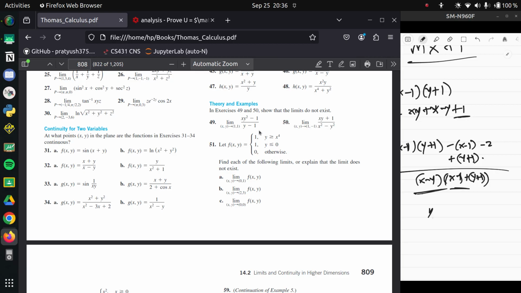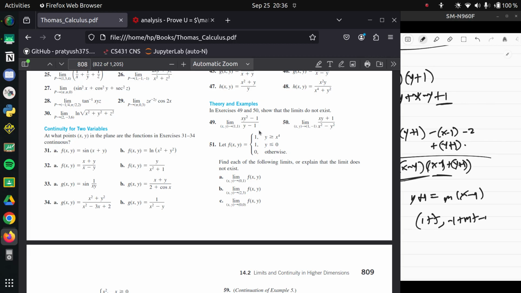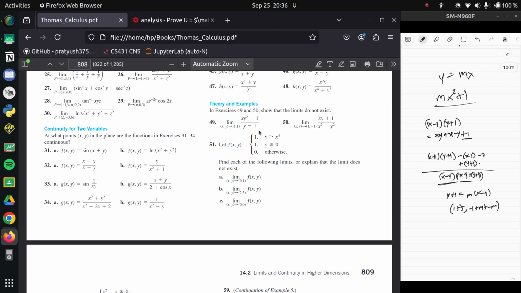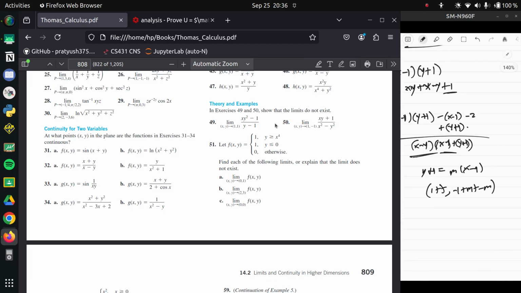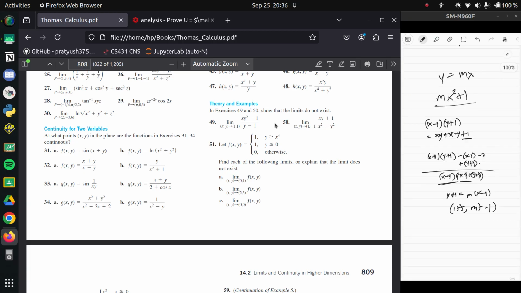So you can go along this path, right? y plus 1 equal to m times (x minus 1), right? So basically the parameterization I'm talking about is something like, so let's say x minus 1 is t, so x just becomes 1 plus t. Then y would be something like minus 1 plus mt minus m. Yeah. So as t tends to 0, this thing tends to, wait a second, what? mt minus 1, that's what it should be. So as t tends to 0, this thing tends to (1, minus 1), so just substitute that back in.